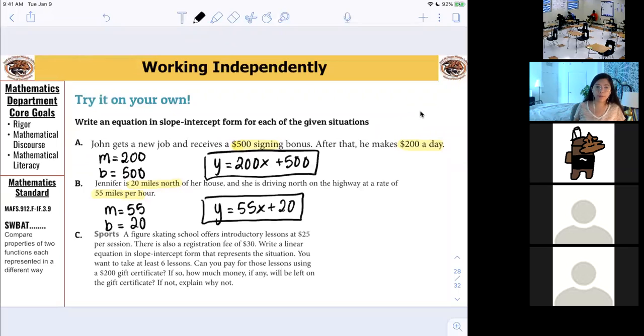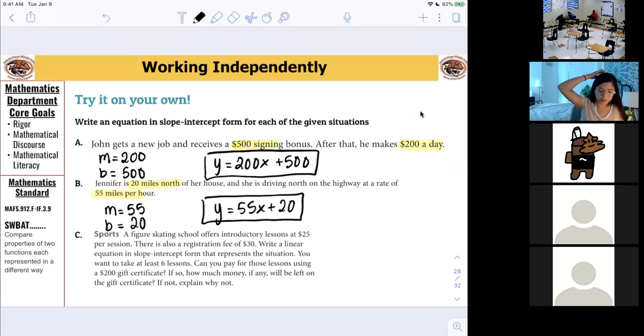C has a lot more information, so we're gonna make sure we're not being thrown off because there's a lot of numbers here and we have to identify the correct ones. All right, so I'm gonna go ahead and read it. A figure skating school offers introductory lessons at $25 per session. There is also a registration fee of $30. Write a linear equation in slope-intercept form that represents the situation.